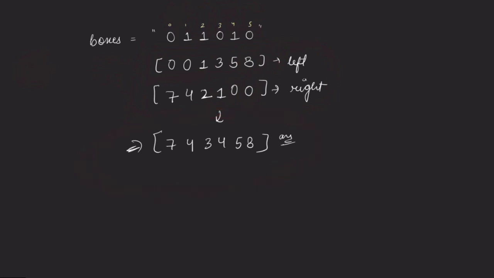So in this particular case also, our space complexity will be constant because we are taking only one array, which is our answer, right? And since here we will be moving from left to right and right to left only once, so the time complexity will be order of n, right?